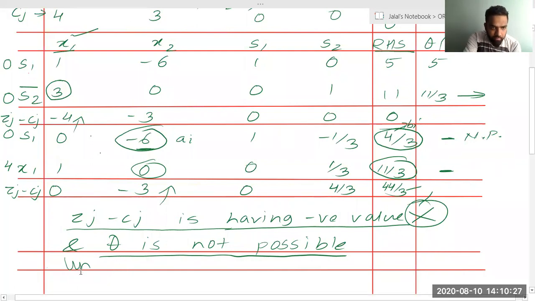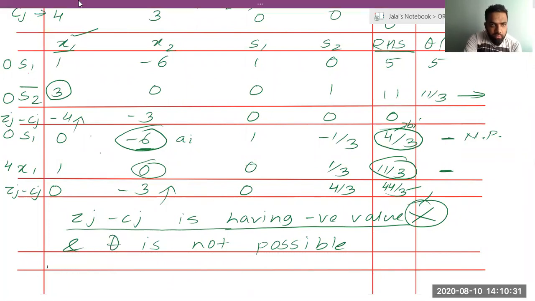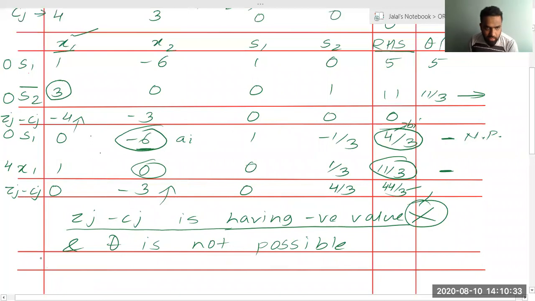Give me a second. The solution is called an unbounded solution. I just need to take the color. Such kinds of solutions where theta is not possible are called unbounded solutions. Always remember, these are unbounded.